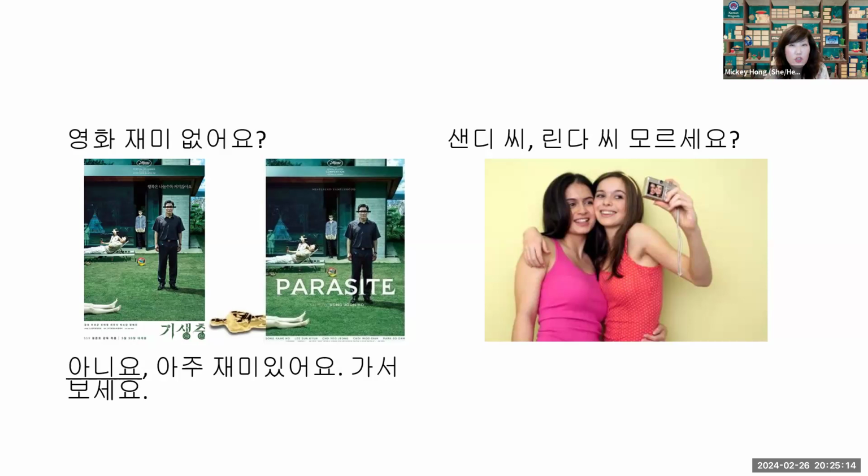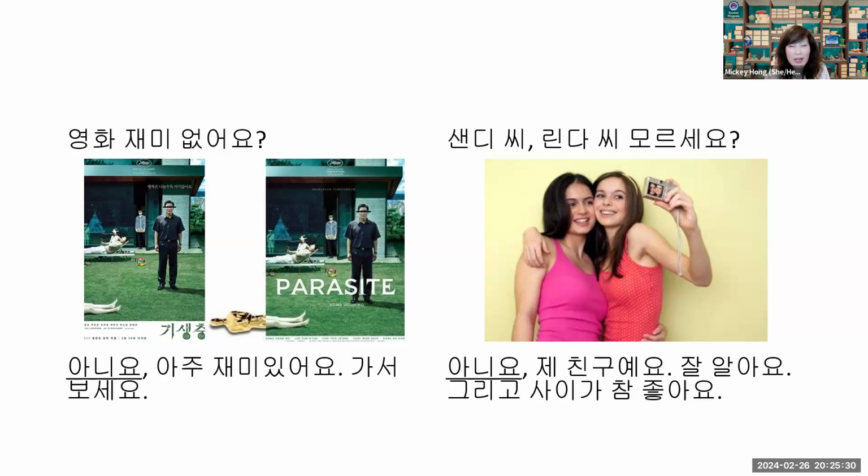Sandy 씨, Linda 씨 모르세요? So this is Sandy, Linda. Sandy, you don't know Linda? Does it look like they don't know each other? 아니요. 제 친구예요. It's my friend. 잘 알아요. I know her well. 그리고 사이가 참 좋아요. And we have really good relationship.